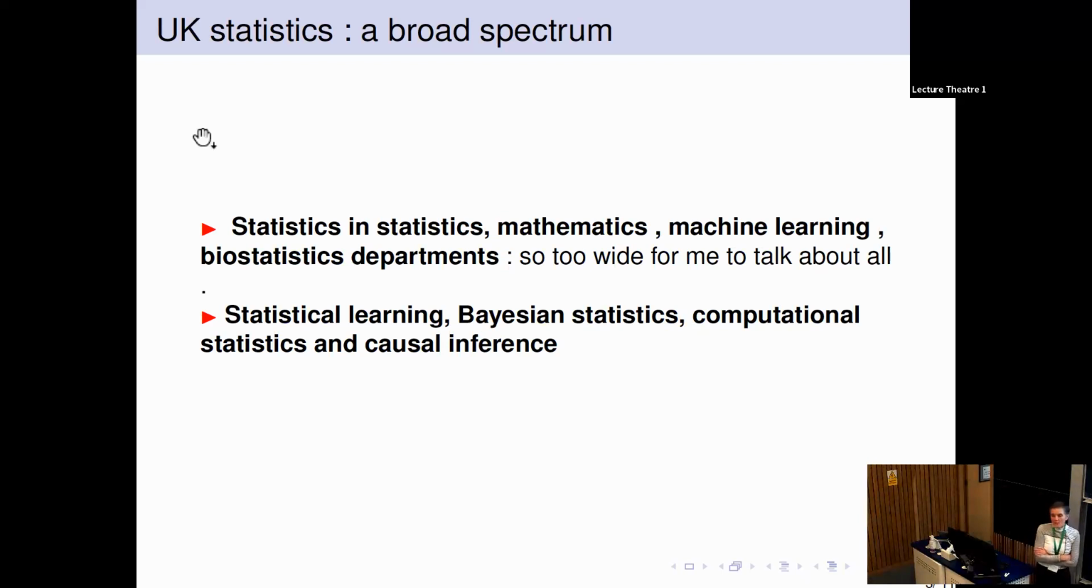So first of all, statistics: where do you find it in the UK? You typically find it in statistics or mathematics departments. Sometimes they are joined, sometimes they are separated. You can also find it around machine learning, and machine learning you find in all sorts of departments: computer science, engineering, and statistics and mathematics. You also find statistics in biostatistics, which is much more applied, but gets at the same questions.